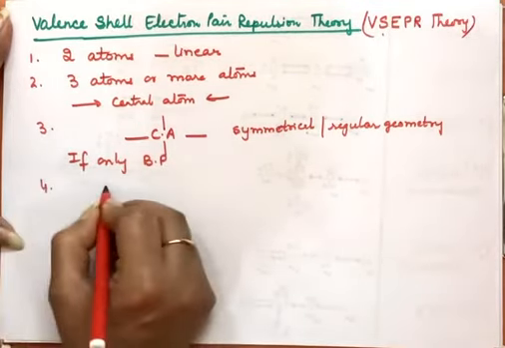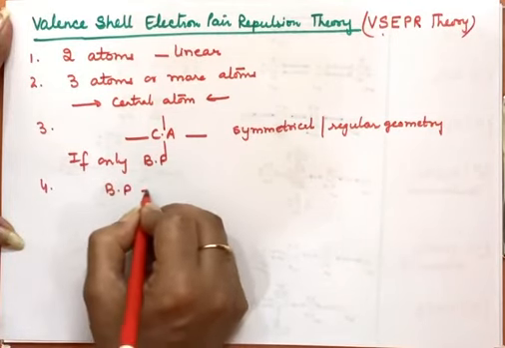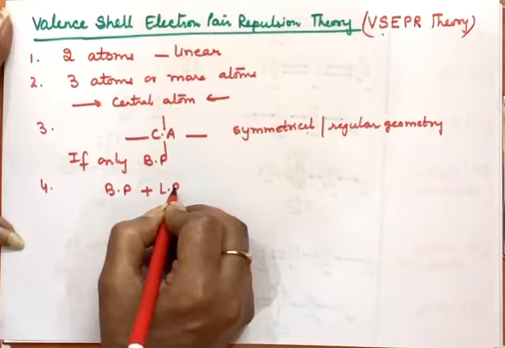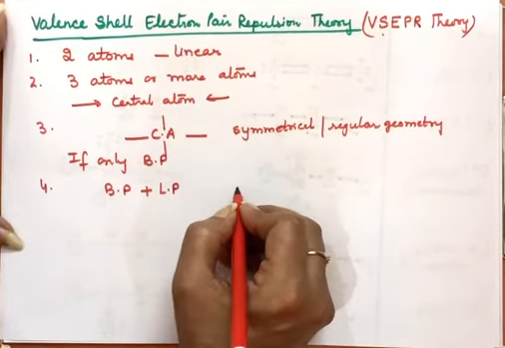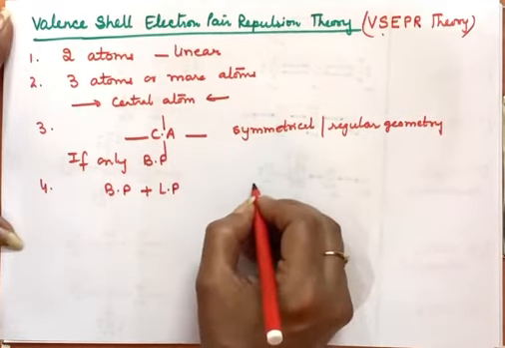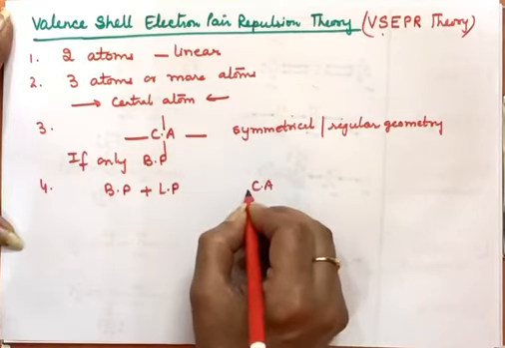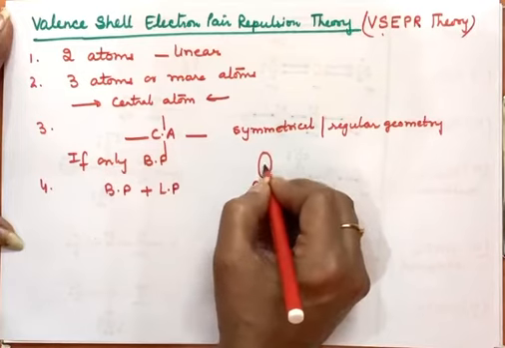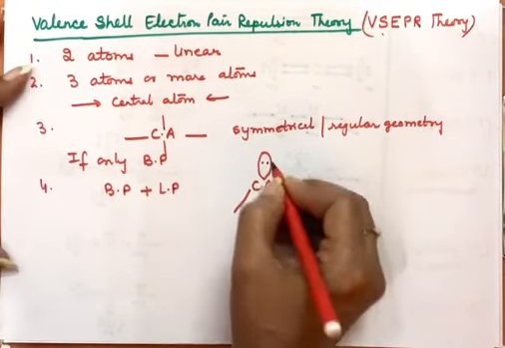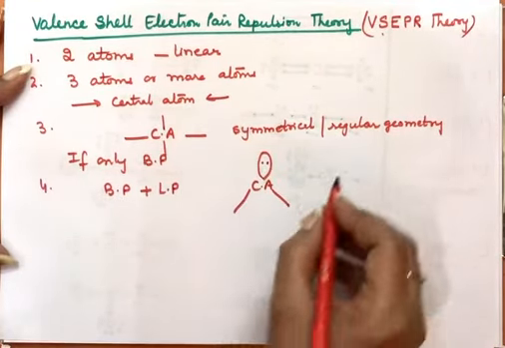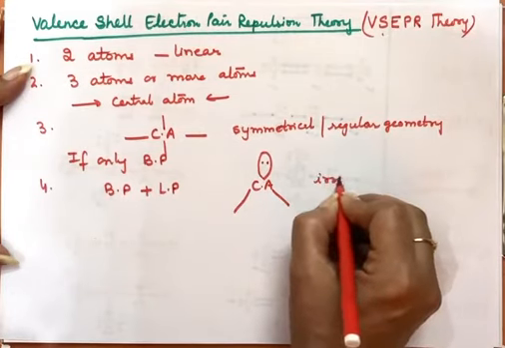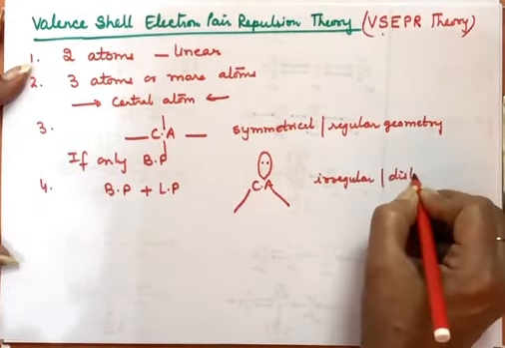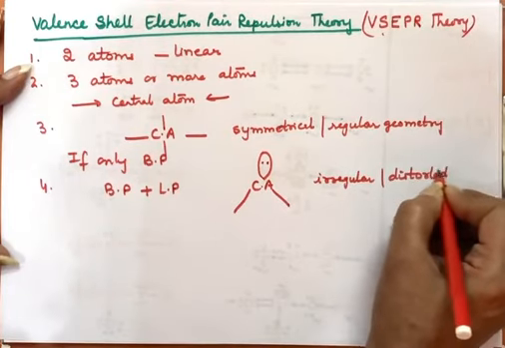But if along with the bond pairs there are lone pairs also around the central atom, then from all sides the repulsions will not be the same, they will be different. For example, these are the bond pairs and here this side is a lone pair, then repulsions will not be the same. Then the molecule will have irregular geometry, or we'll say the geometry of this molecule is distorted.